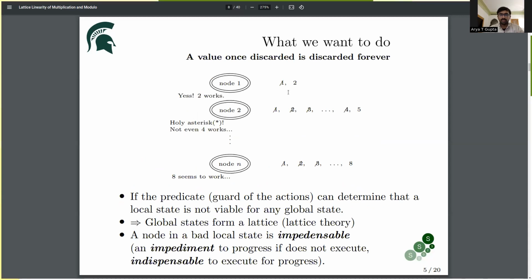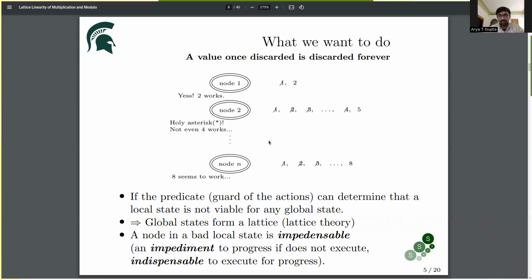So moving ahead with our discussion on asynchrony, what do we want to do? We want to design the guards in such a way that they enable the nodes to take actions such that a value once discarded is discarded forever. In this figure, we present a system of several nodes, and let's look at the behavior of node 2. Node 2 transitions from local state 1 to 2 to 3 and so on. So let's look at one of the transitions, transition from 3 to 4.